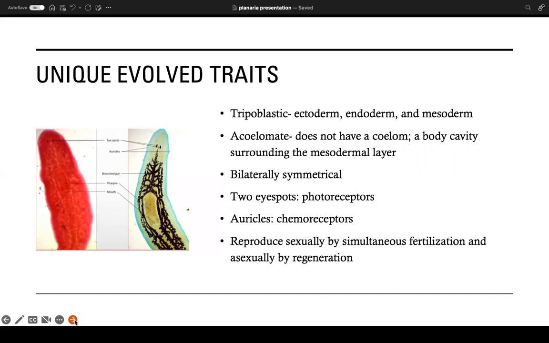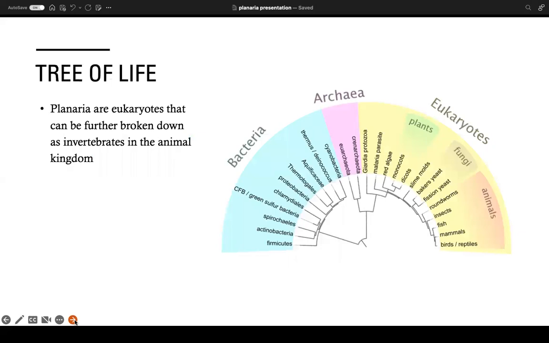They reproduce sexually by simultaneous fertilization and asexually through regeneration. If you look at the tree of life, planaria are eukaryotes that can be further broken down into invertebrates in the animal kingdom.